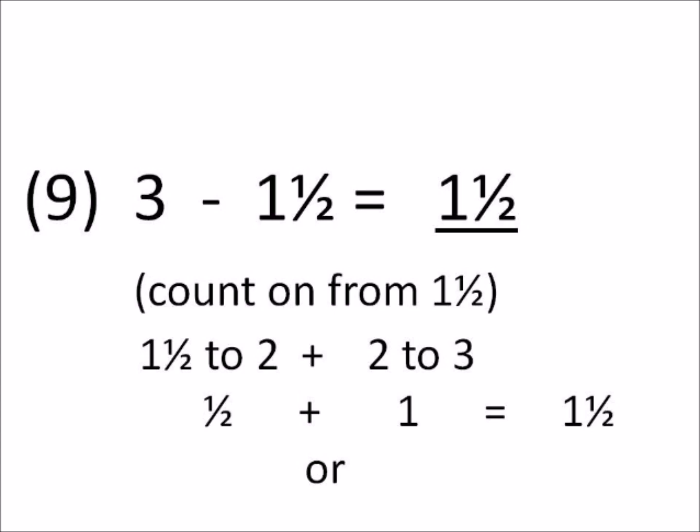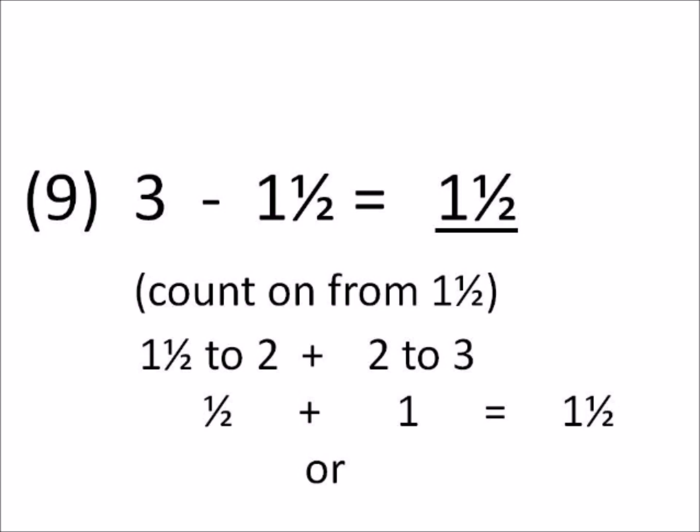Now you can count on from 1.5. 1.5 to 2 is a half, and then 2 to 3 is 1. A half plus 1 is 1.5. That gives you the answer right away. Or you can do something else if you don't know how to count on using halves, because to get from 1.5 to 2, you have to realize that's a half. And then from 2 to 3 is easy, that's 1.